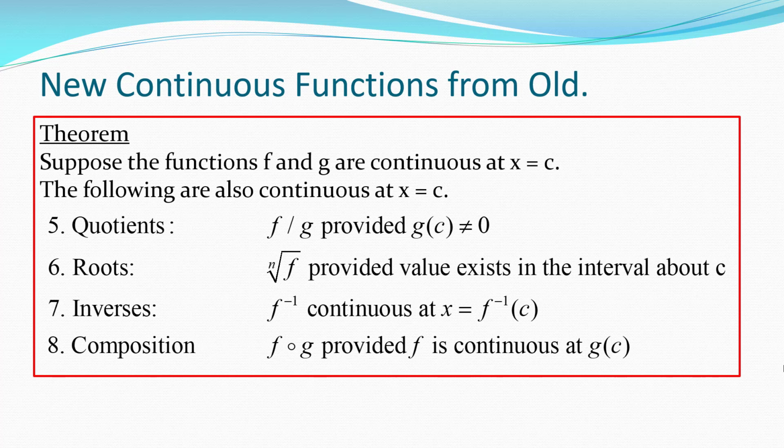If a function is continuous and it's invertible, then the inverse is also continuous, but now not at c anymore, but at f inverse of c, because you're using the inverse function. Similarly, if you have 2 functions and they're continuous, the composition is also continuous, provided that the function on the inside is defined, that g of c is a value, and that the function f is continuous at that value.